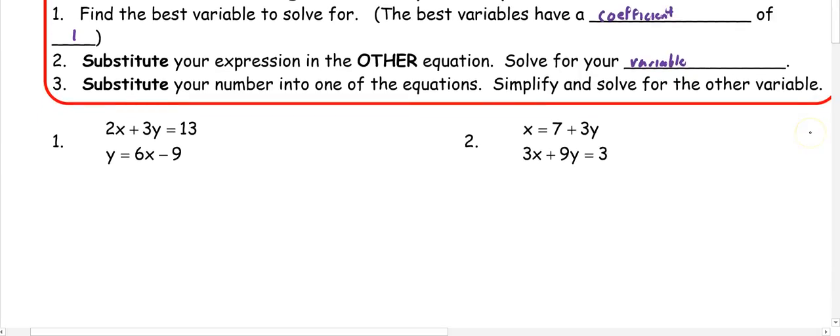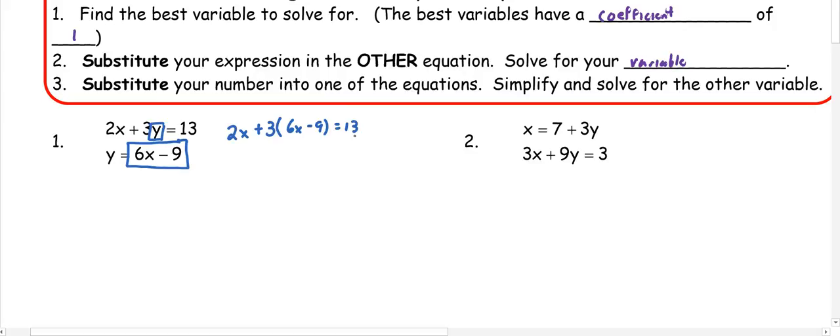So in number 1, we have 2x plus 3y equals 13 and y equals 6x minus 9. So we already have a y equals. We're going to take whatever y is equal to, and we're going to box that. And since it's y equals, we're going to substitute for y in the other equation. So everything else stays the same. We're just replacing y with what y was equal to. So when we do that, we get 2x plus 3 parentheses 6x minus 9 equals 13.